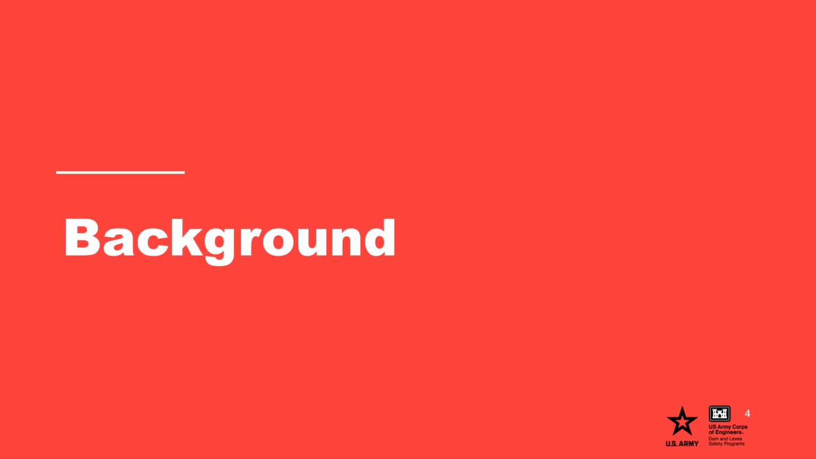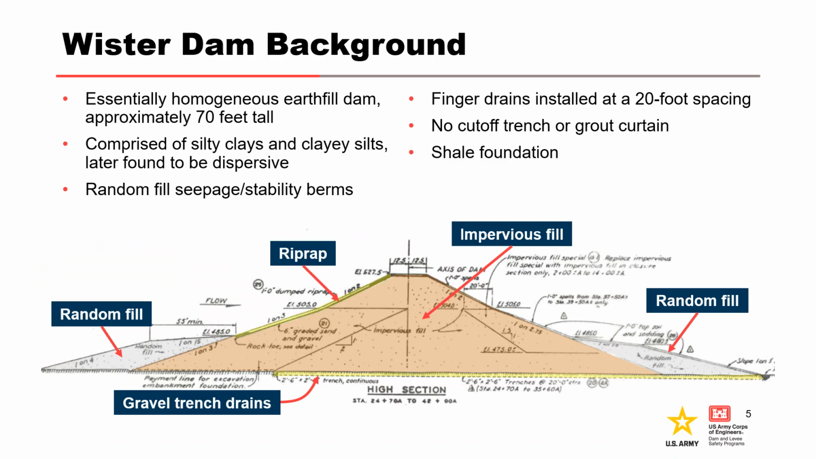Let's start with some background. Wister Dam is owned and operated by the Corps of Engineers and is located near Wister, Oklahoma. It is essentially a homogeneous embankment dam comprised of silty clays and clayey silts with an average plasticity index of 9, which were found to be dispersive after construction.